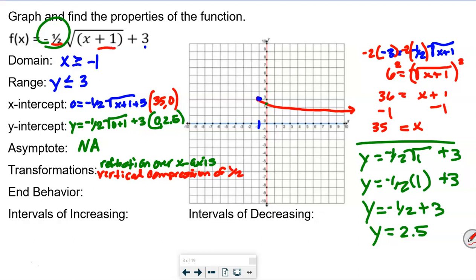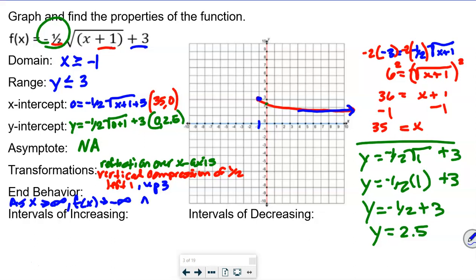And then this plus 1 is going to be left 1, and the plus 3 is going to be up 3. All right, so our end behavior. So now here we go again. As x approaches infinity, what's happening to f of x? As we're headed this direction on the graph, what's happening to the y values? They're headed towards negative infinity, aren't they? Isn't the graph going down?